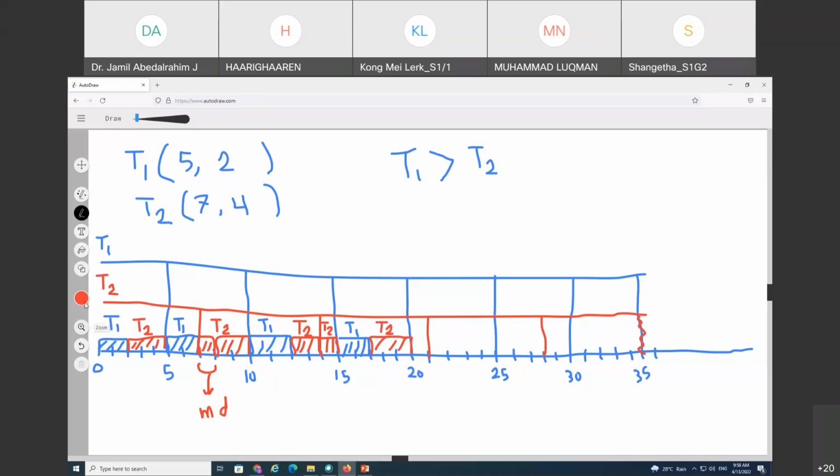Then continue with task 1. Task 1, how many units? 2 units. Are you sure? The priority is higher for task 1, right? So task 2 cannot preempt task 1, so it can still run two units. We continue that 2 units because task 2 cannot preempt task 1, since task 2 has lower priority.